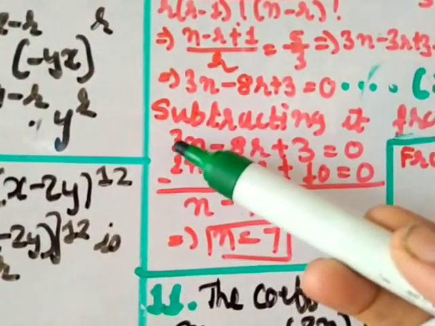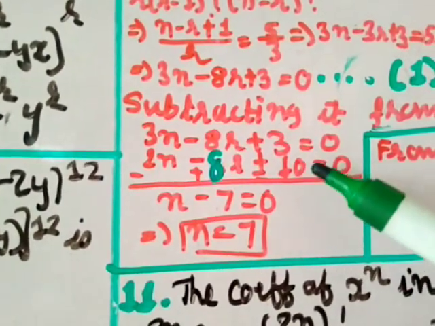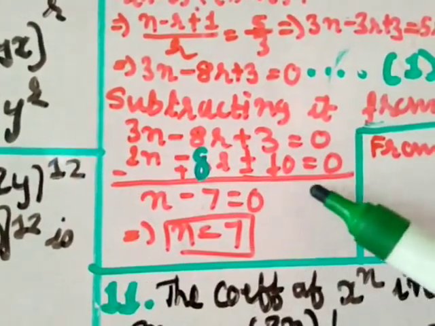So 3n minus 2n will be n. This will cancel because minus 8r plus 8r. 3 minus 10 will give you minus 7. Minus 7 transferred over here. So you get n equal to 7.